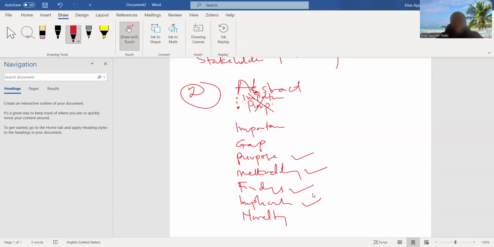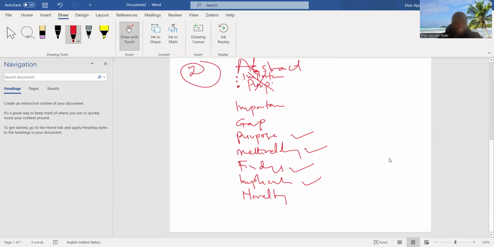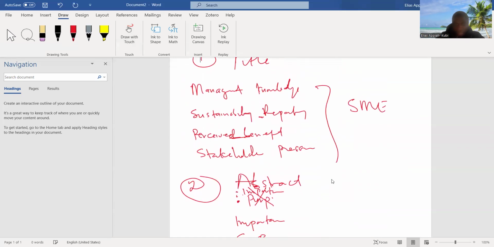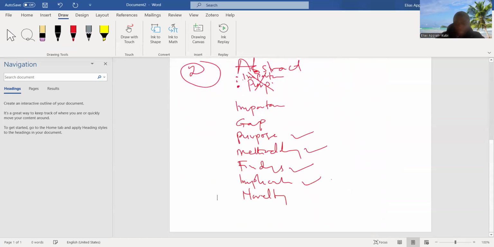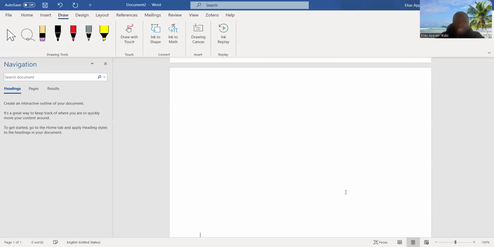Okay, so after including the importance, the gap, the purpose, the methodology, findings, implications, and novelty, that makes the abstract, the second section that you need to include in your research paper. The third section, or another section after the abstract, that we need to see is the introduction. Okay, so let me try to go to the next page.